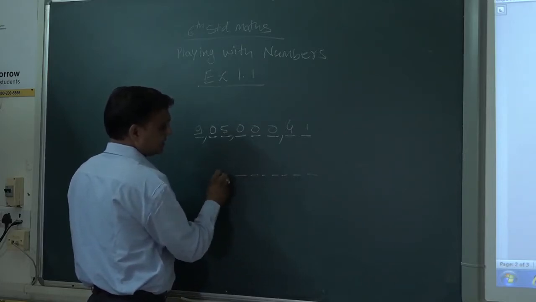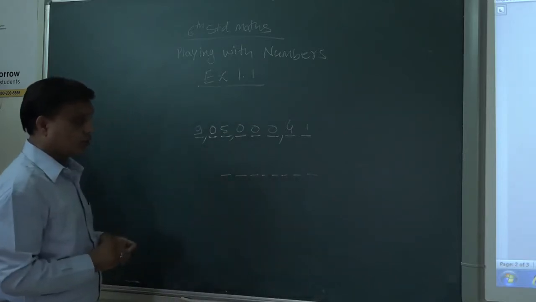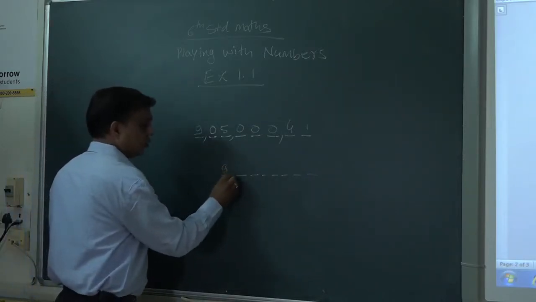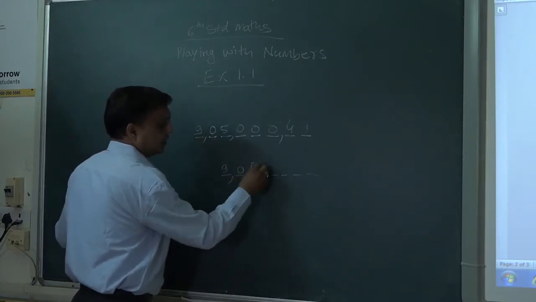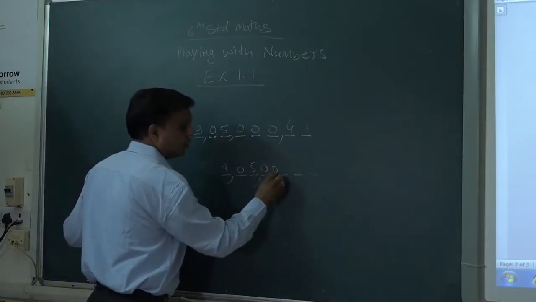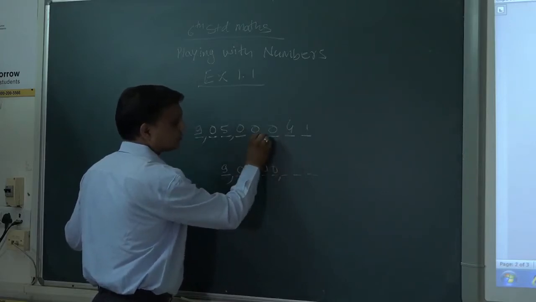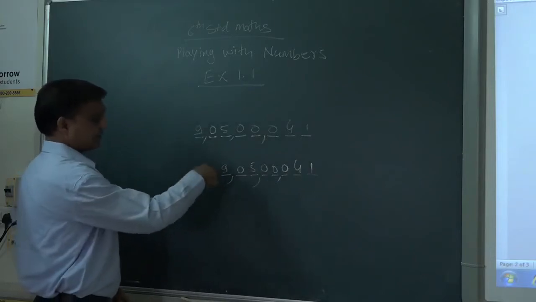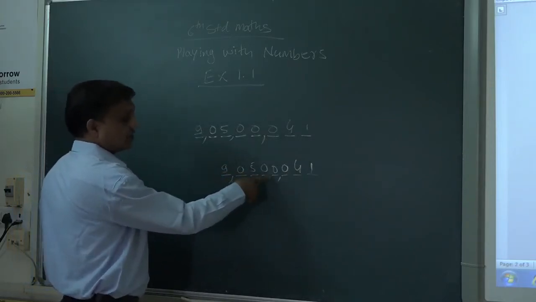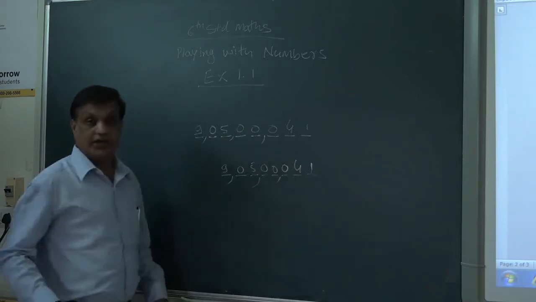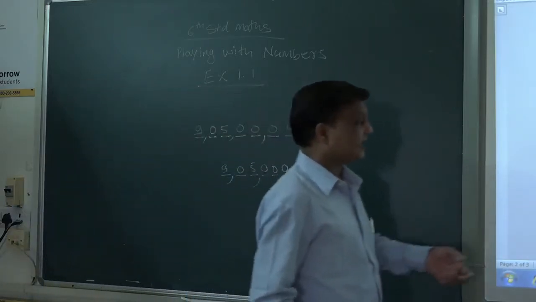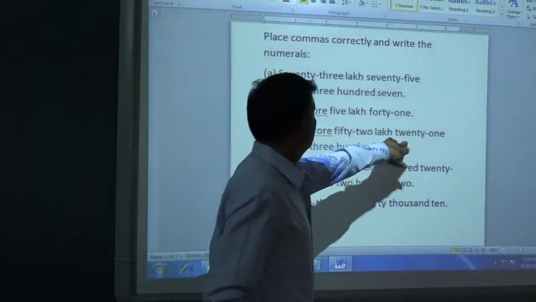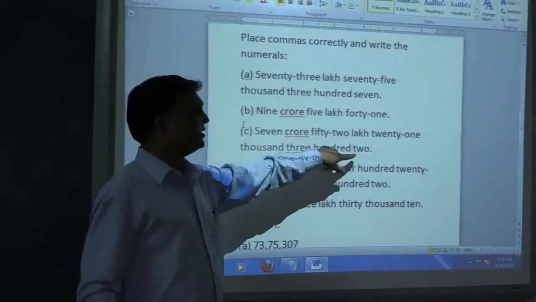Once again: ones, tens, hundreds, thousands, 10,000, lakh, 10 lakh, crore. They said 9 crore 5 lakhs 41. So this is 9 crore, 5 lakh. There is no thousand; in the thousands place is 0 0, and the hundreds place also 0. There is none. So 41. So this is 9 crore 5 lakh 0,000 41. Now understood? Now the next question.